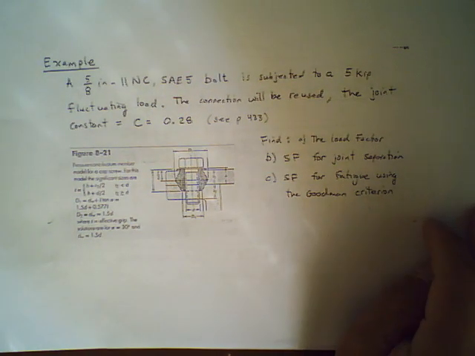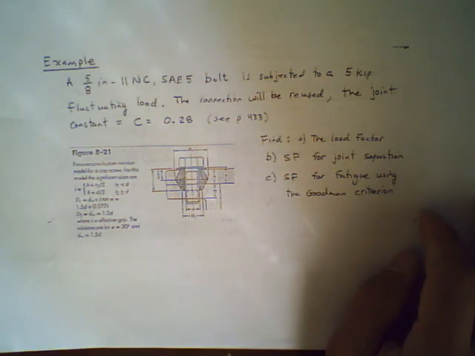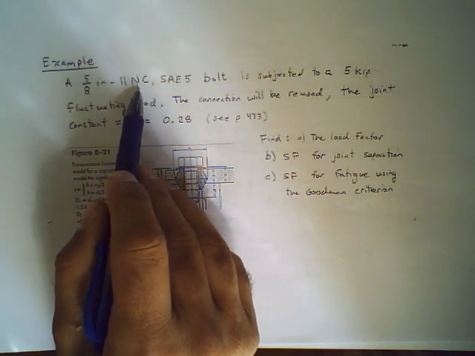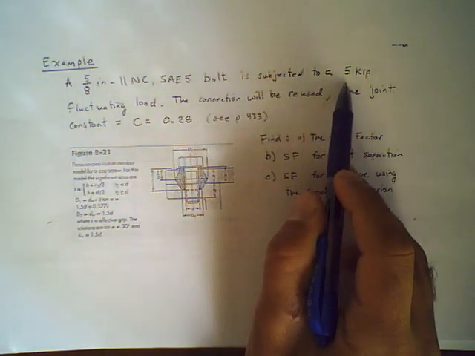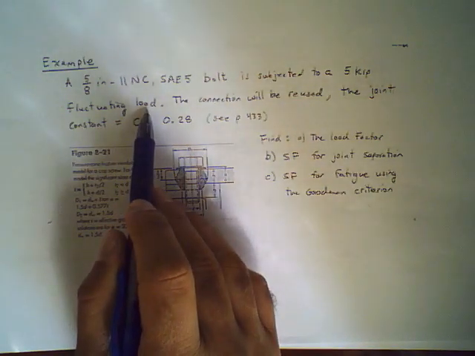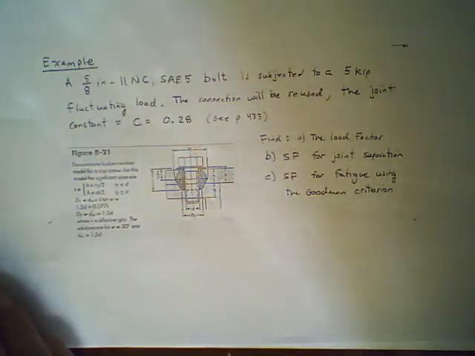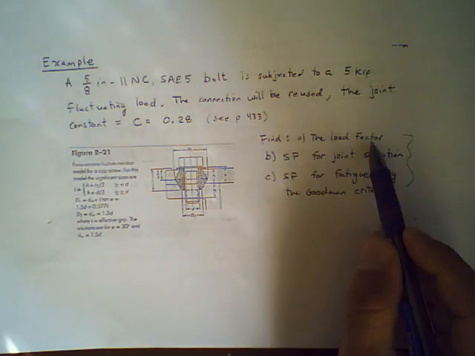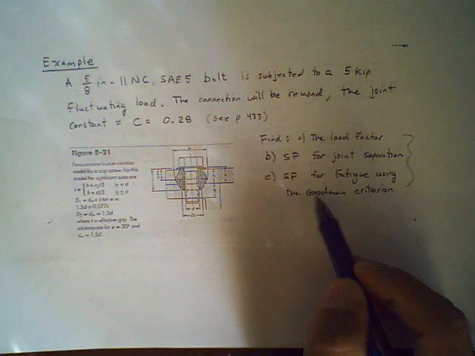Okay guys, in this lecture we're going to do an example on bolts, and then we are going to introduce the analysis of bolt groups. In this example, we have a 5/8 inch 11NC, basically a coarse pitch, SAE grade 5 bolt subjected to a 5 kilopound fluctuating load, so plus minus 5 kilopounds. The connection will be reused. The joint constant C is equal to 0.28, and we would like to find the three safety factors that we have discussed: the load factor, the safety factor for joint separation, and the safety factor for fatigue using the Goodman criterion.